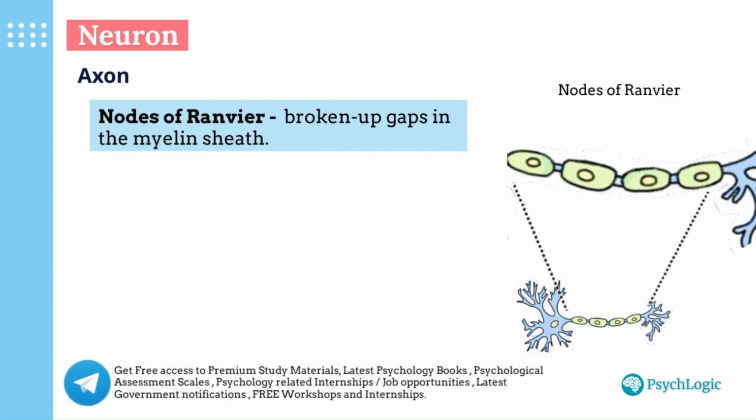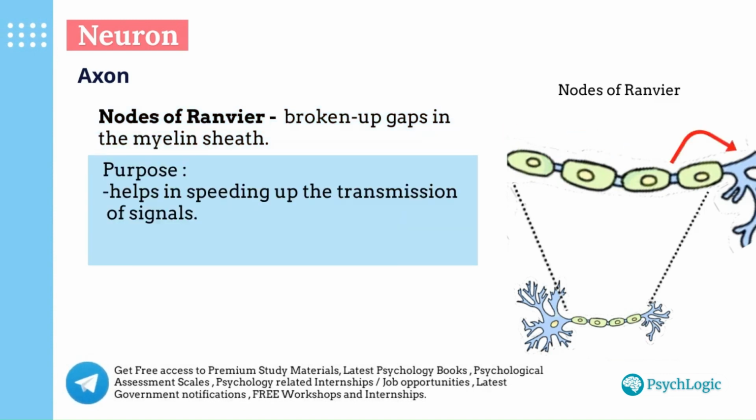These help the electrical signals to jump between the nodes of Ranvier. अब क्योंकि ये signals jump कर रहे हैं nodes of Ranvier पे, तो ये जल्दी से transmit हो जाते हैं और कम टाइम लगता है इनको अपने terminal button reach करने में.